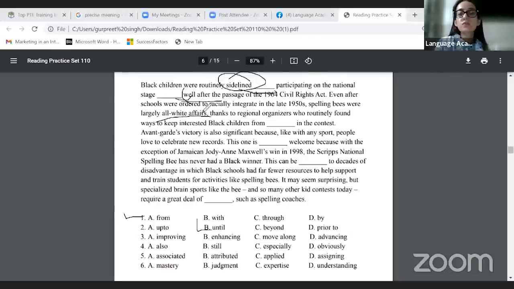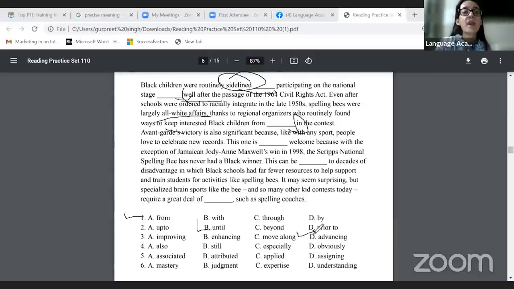Even after schools were ordered to racially integrate in the late 1950s, spelling bees were largely all white affairs, thanks to regional organizers who routinely found ways to keep interested black children from dash in the contest. They keep the black children from dash in the contest. So the answer was they keep the black children from advancing.